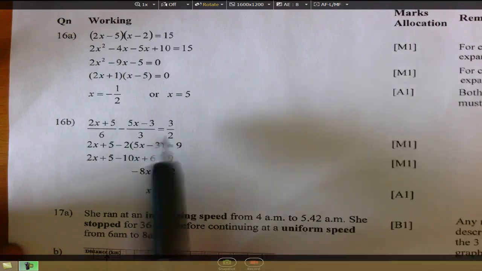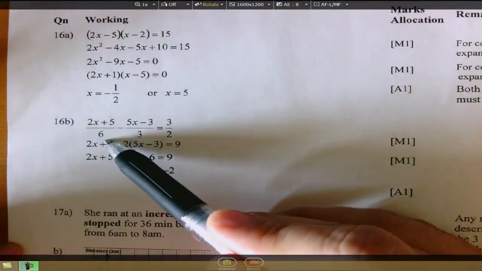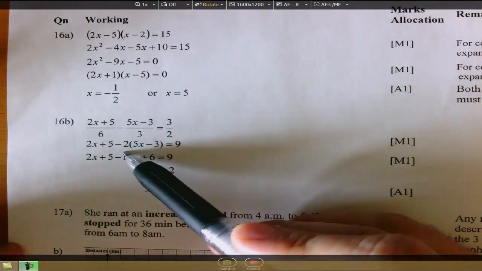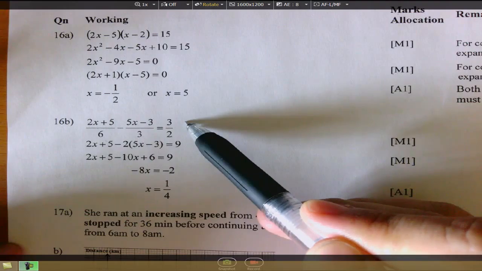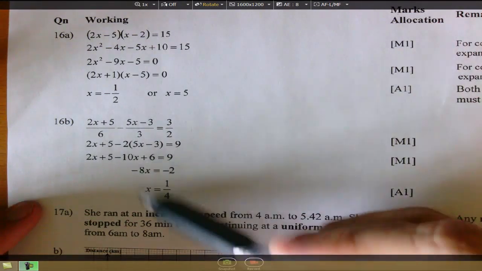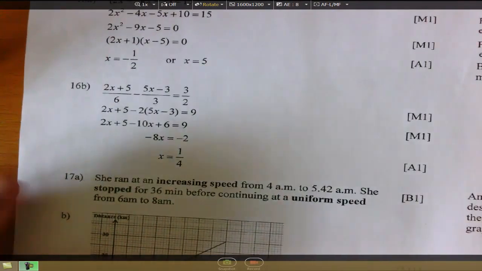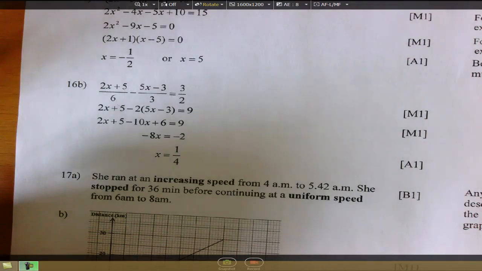16b, 2, 3, and 6, the lowest common denominator is 6, so you multiply throughout by 6. 6 and 6 will eliminate. 6 and 3 gives us 2, 6 and 2 gives us 3. 3 times 3 gives you 9. You expand everything, collect x on one side, all the other terms on the other side, and you get x equals 1/4. And that completes question 16b.